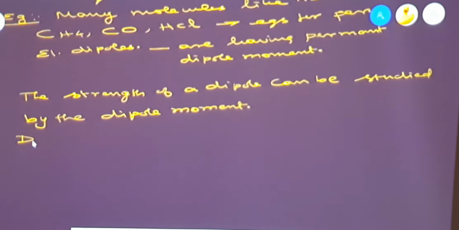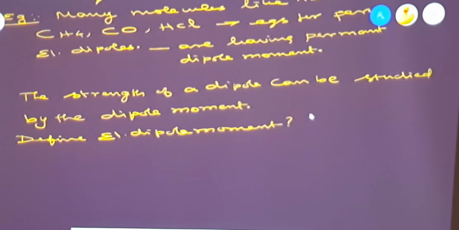So, let us go for the next one. The next one is to define electric dipole moment, or generally called dipole moment. How can you define dipole moment and get the expression as well as the unit? Let us consider. Define electrical dipole moment. See, first of all, the dipole moment is used to measure the strength of the dipole. How can you measure it?